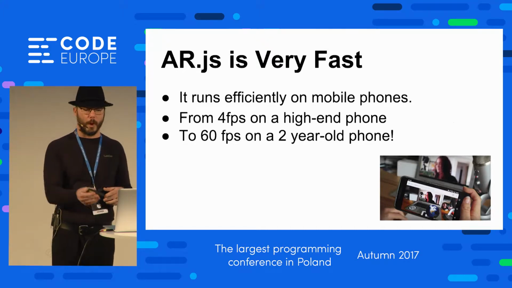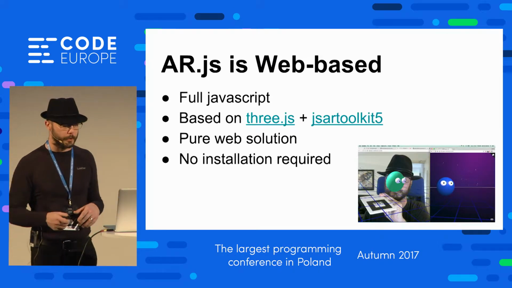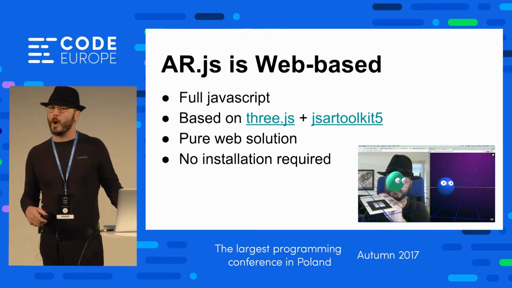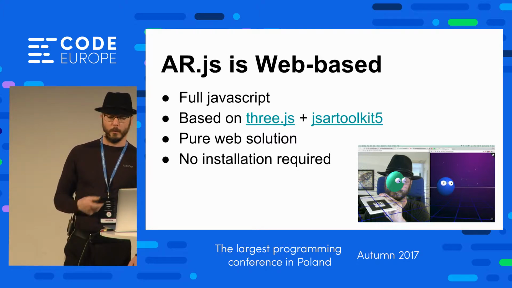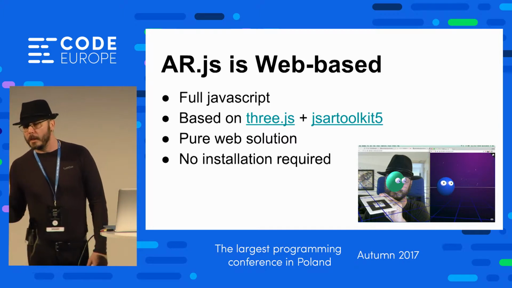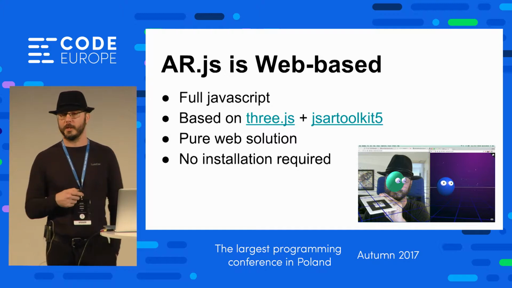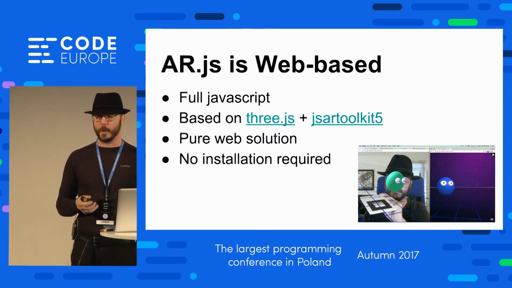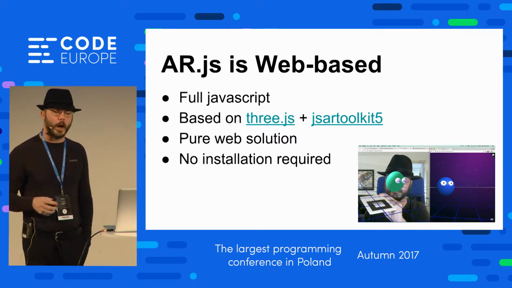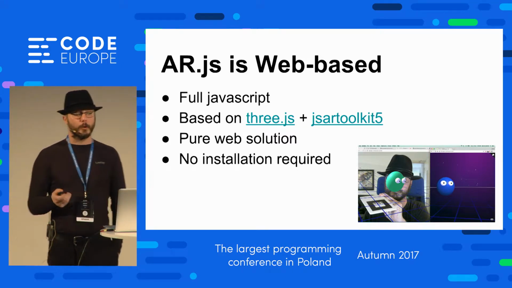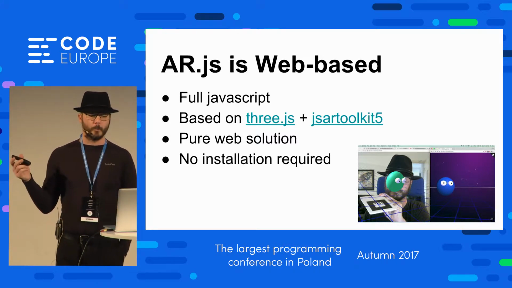As I said, making a mobile phone run JavaScript efficiently is not easy. At the beginning, I was at 4 FPS on an iPhone. After a long, mostly long night of optimization, it was 60 FPS on a 2-year-old phone. A 2-year-old phone is really prehistoric on a time scale. So 60 FPS there was clearly good.